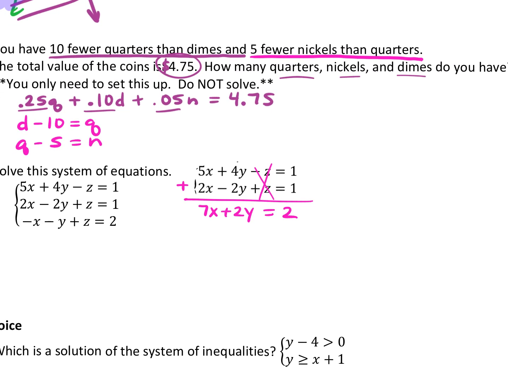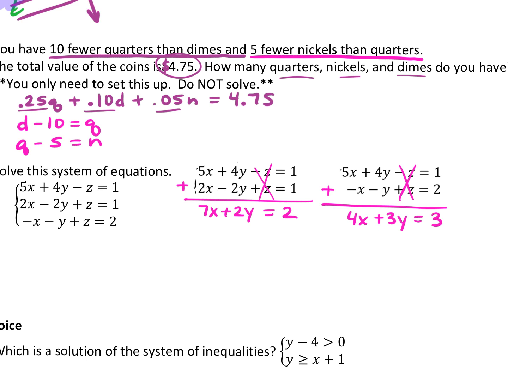Then I'm going to take that top equation and I'm going to take the third equation. Okay, and then I can eliminate there as well. So if I add these together, 5x plus a negative x is 4x. 4y plus a negative y is 3y. This is 0 equals 3. So now you have 4x plus 3y equals 3, 7x plus 2y equals 2.